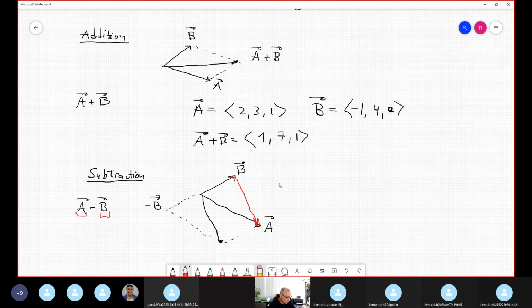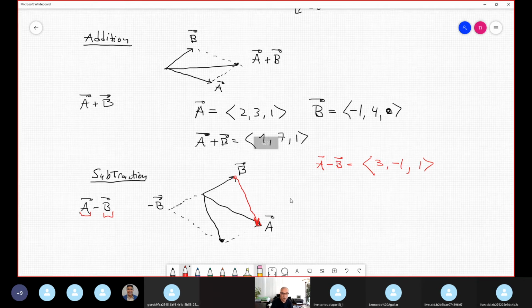Okay, so if you want to do it algebraically, let's do it algebraically. Suppose the vector A is this example. Then the vector A minus B is 2 minus 3, 3 minus 4 is negative 1, and 1 minus 0 is 1. Subtraction. Super easy, eh? Any questions, guys? Everyone follow me?